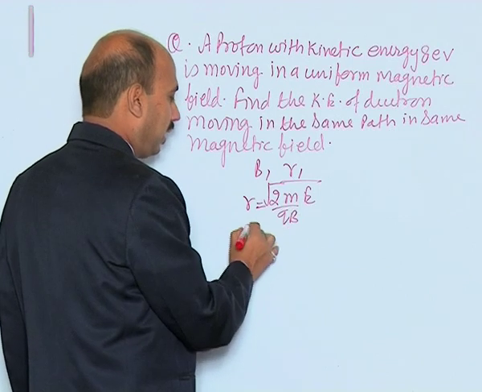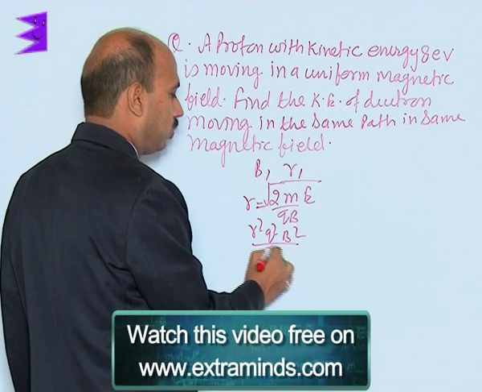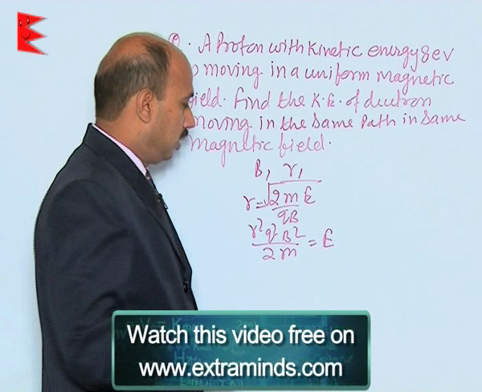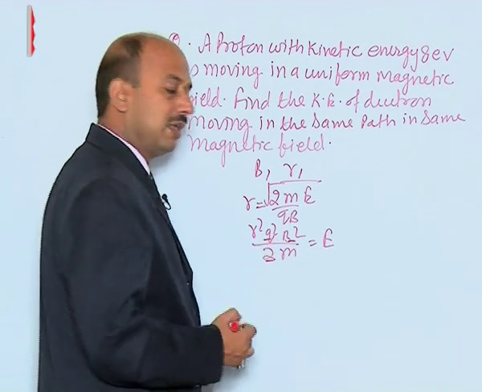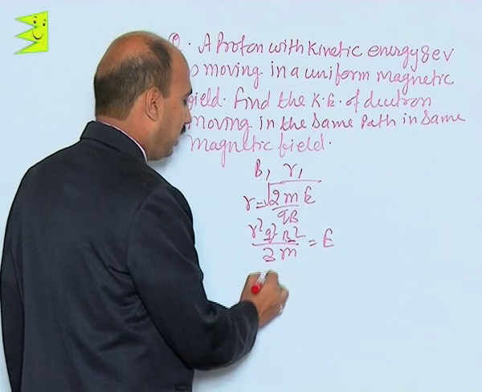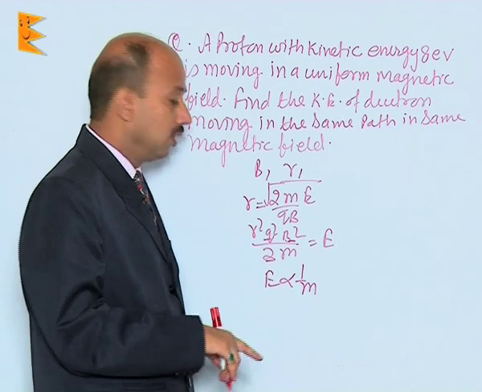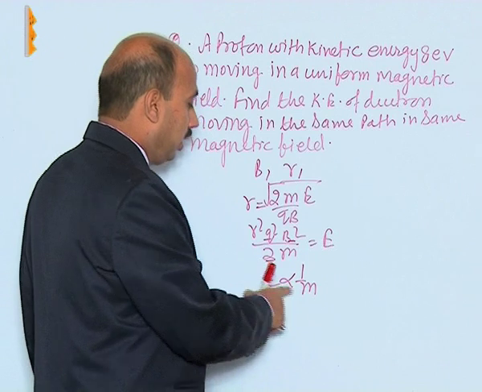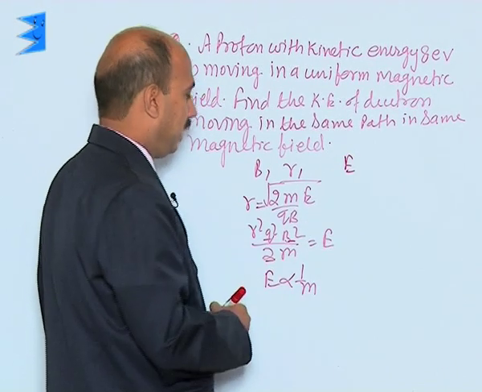So, we can write R square q square B square upon 2 m is equal to E. So, here q, B and this 2 will remain same. So, B and R also remain same. So, we can write energy is actually inversely proportional to mass in this case when q, B, R are same here. So, we can write simply energy of deuteron we have to get.